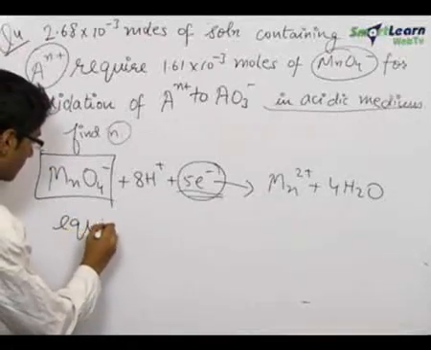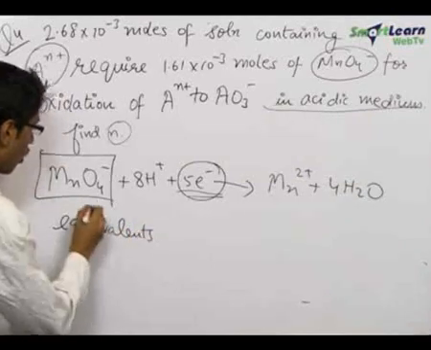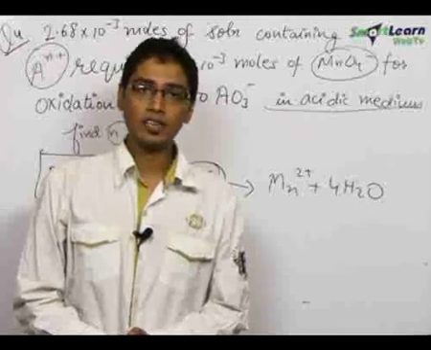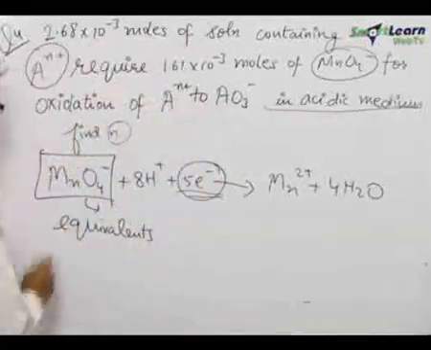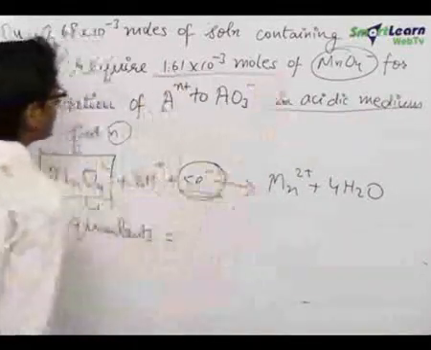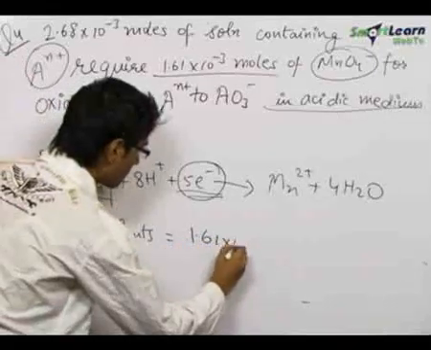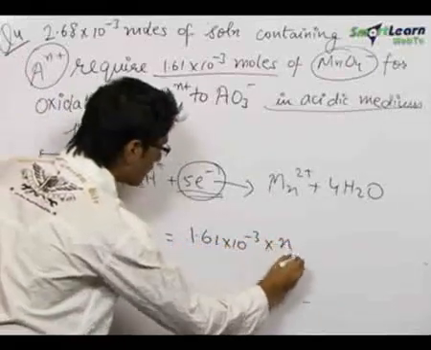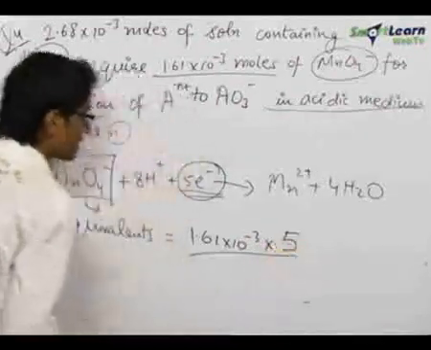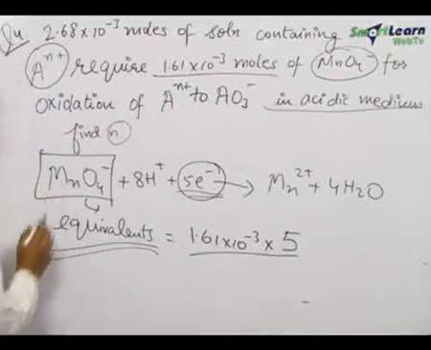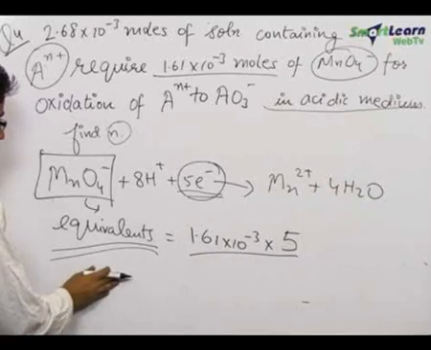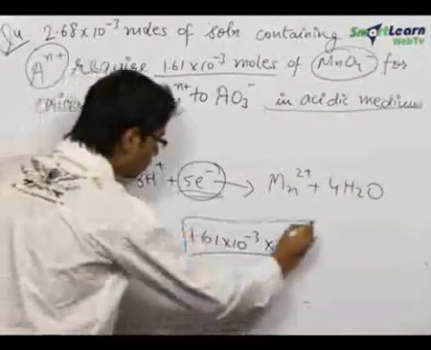The number of equivalents of any substance is equal to the number of moles of that substance times the n factor. So the number of equivalents of MnO4^- is equal to the number of moles of MnO4^-, which is 1.61 × 10^-3, into the n factor, which is equal to 5 in this case. So the number of equivalents of MnO4^-, which is the oxidizing agent here, is moles into n factor.